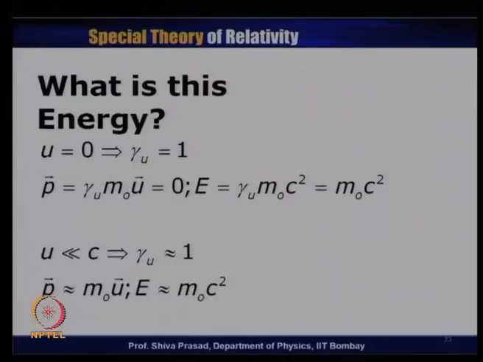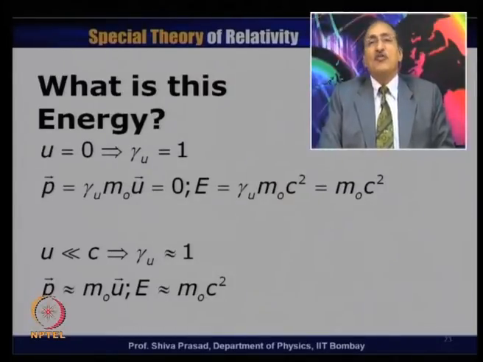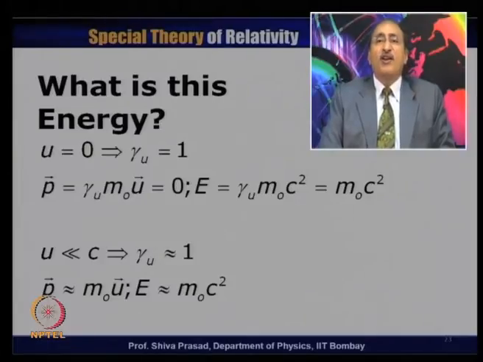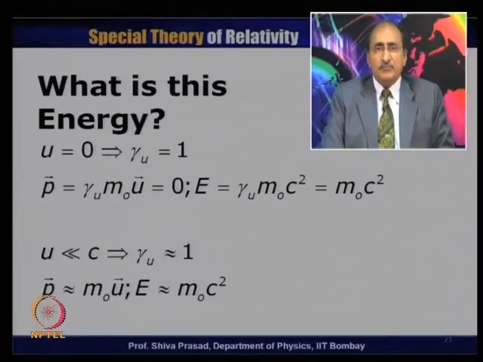Now let us look at this particular energy. What is this energy? We have always been telling that if you go to the non-relativistic limit, it means if your particle speed is very small in comparison to speed of light, then you must get back your classical mechanics. That's what we have always been telling.